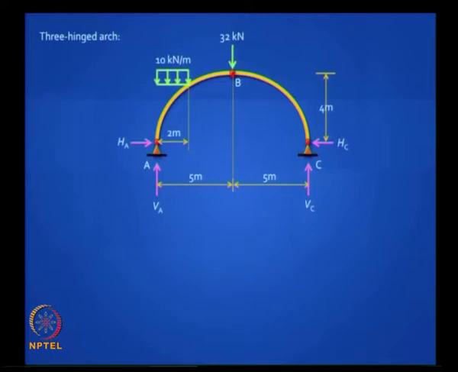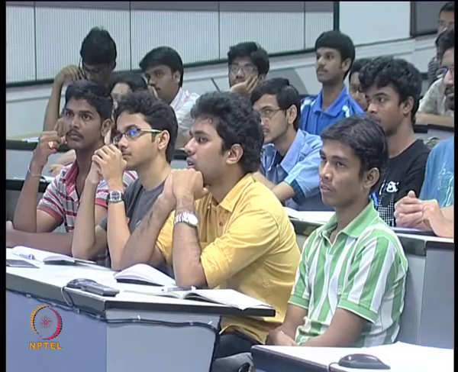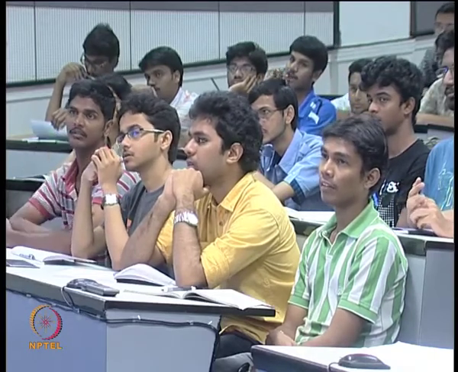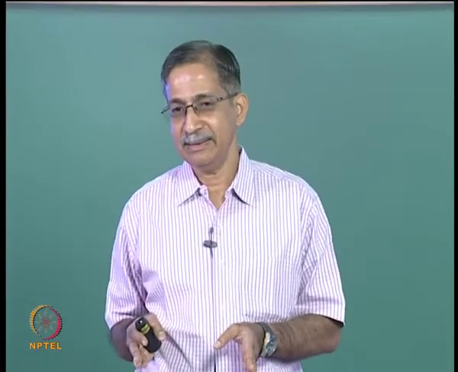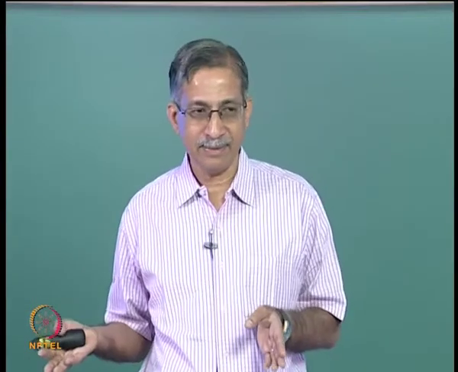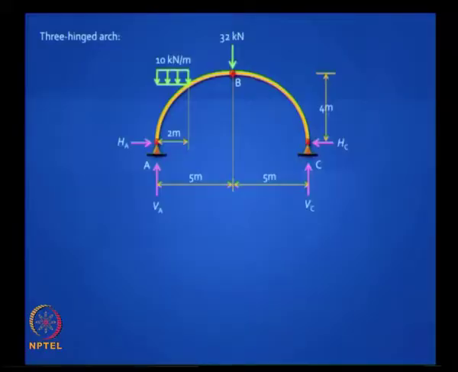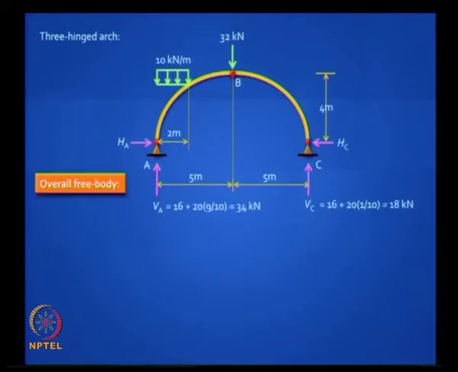So that hinge at B gives you an additional equation. What is that equation that you get? Moment at B is 0. Moment about any point on that hinge is 0. So the bending moment inside the structure, in the arch, at B is 0. There is no moment transfer possible. So to really make use of that condition, it is called an equation of condition.